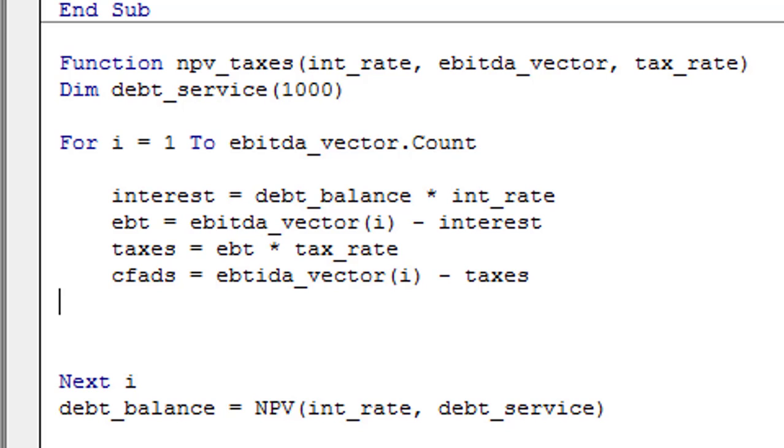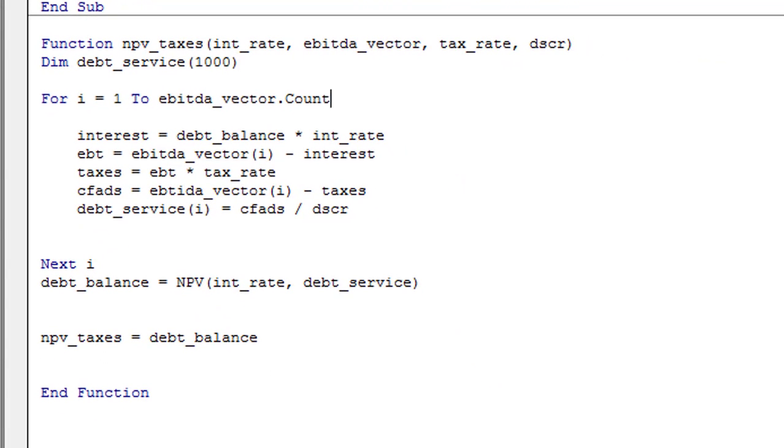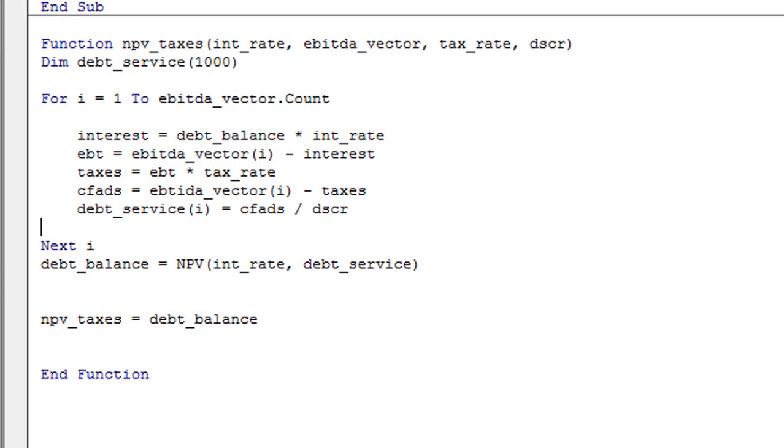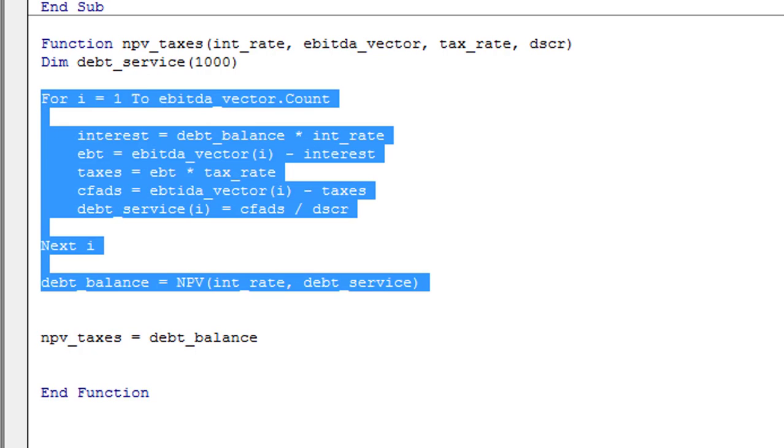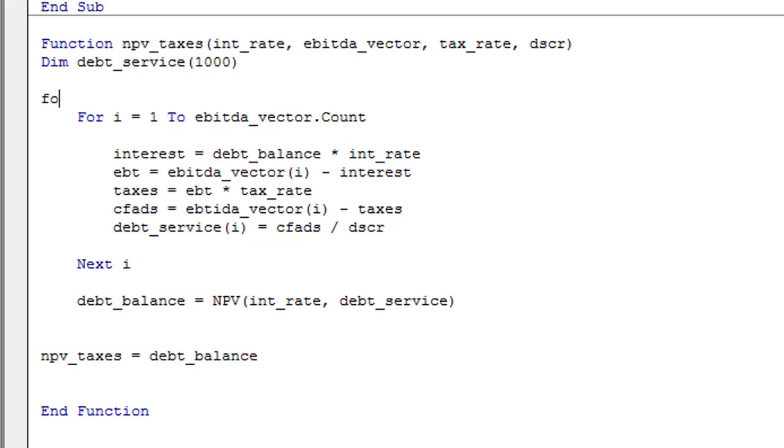And then finally debt service. When you put in debt service, CFADS divided by DSCR. Now hopefully that DSCR won't be 0. And then we have it. And then we have to go around another loop. So let's indent those and put for I equal 1 to 10.